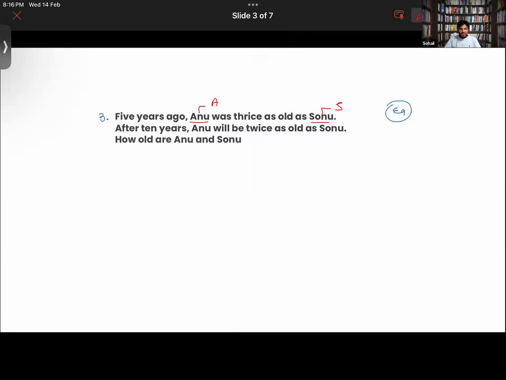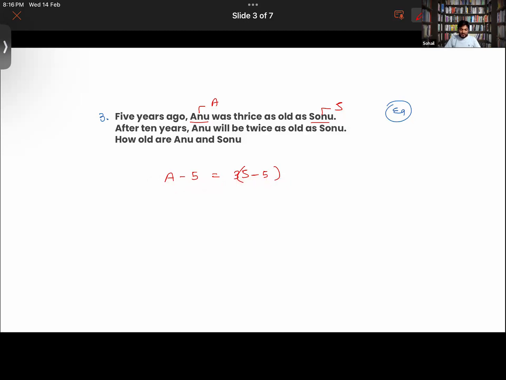Let's solve question number 3. According to the given question, 5 years ago, Anu was thrice as old as Sonu. So we can form an equation. Anu's present age, let's say it is A. 5 years ago, we have to go back 5 years, so subtract 5 from it. Anu was thrice as old as Sonu. But Sonu's age also we will count backwards 5 years, so we have to subtract 5. Getting it now? Just match it with the answer which I am getting here.